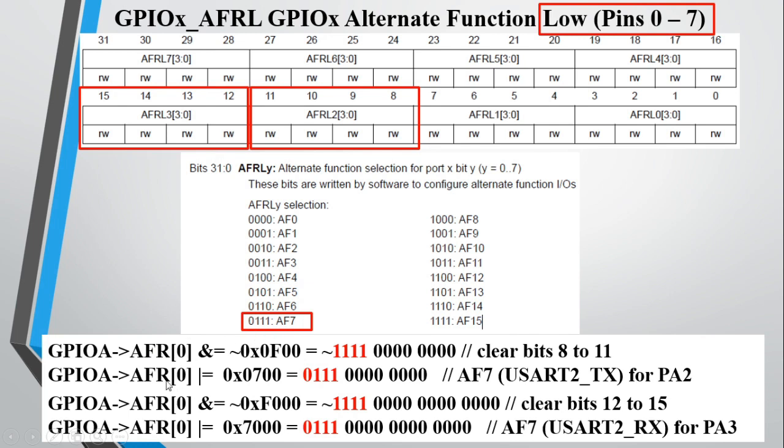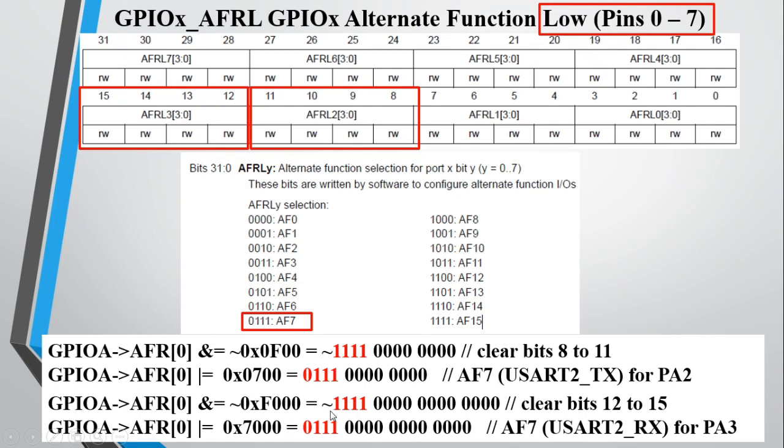So here, by writing AFR0 equal to 0111 in these bits, we are configuring PA2 as AF7. Similarly, if you want to perform serial reception, PA3 also should be configured as AF7. PA3, what is alternate functionality 7? UART2 RX. So what you should do? You need to write the same value 0111 in bit number 15 to 12.